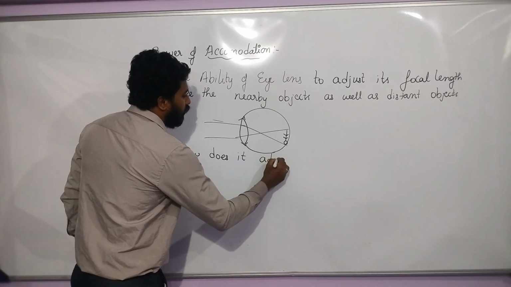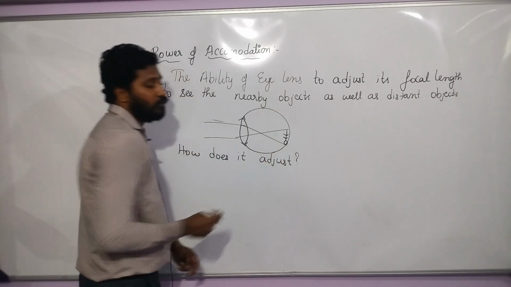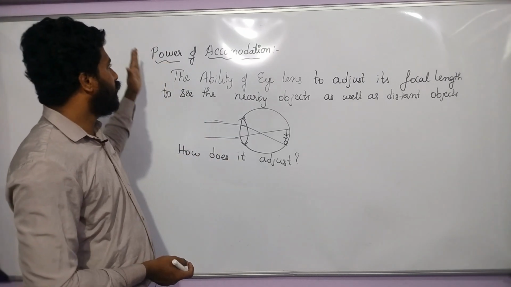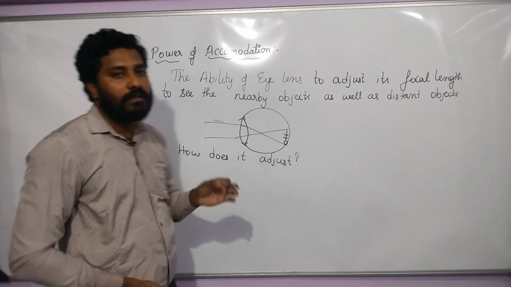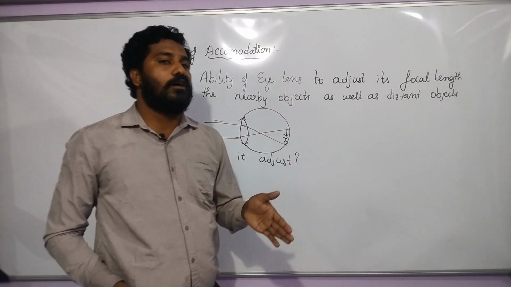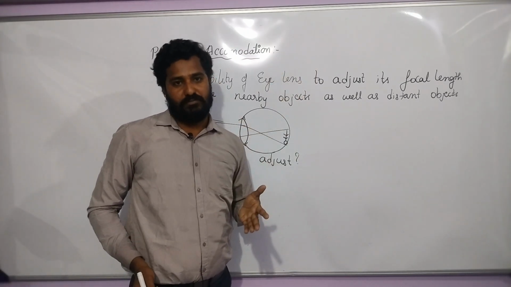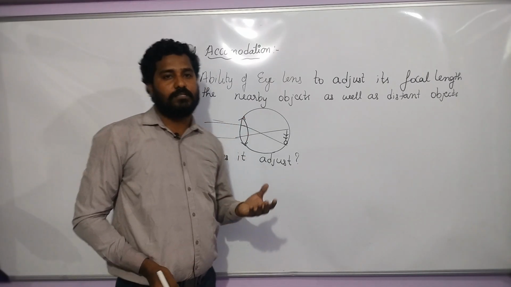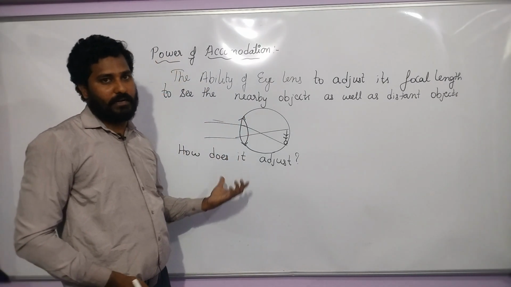This kind of questions they will ask you. If they ask you what is power of accommodation, you have to answer only this: the ability of the eye lens to adjust its focal length to see the nearby objects as well as distant objects. If they ask you to explain the power of accommodation, you have to write this kind of answer.